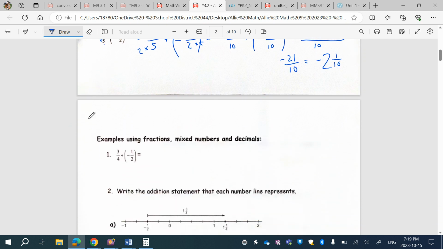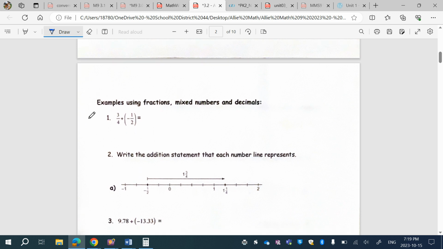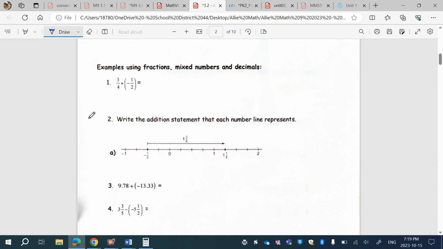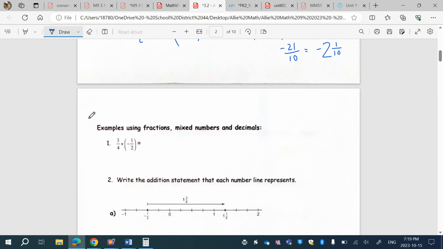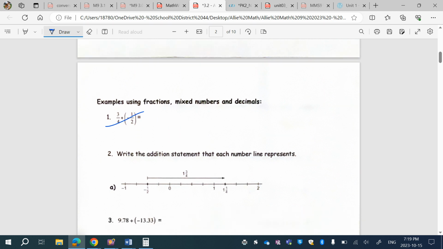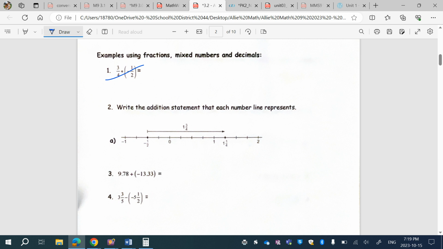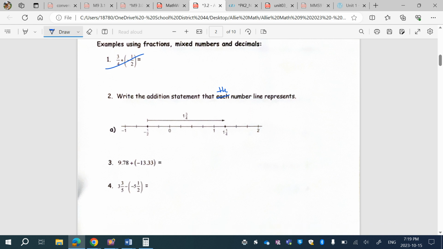On to this next page. If I'm going too fast, just holler at me to pause, and I can pause it for a second. This question, it's the exact same question as up here, so maybe I'll just skip that. Just look up on the next page, and you'll see the answer to that one. This one, write the addition statement that the number line represents. I only put 1 there.